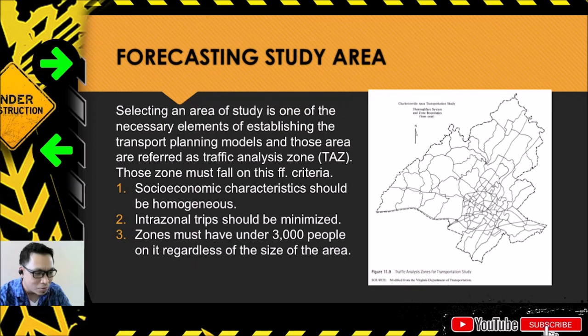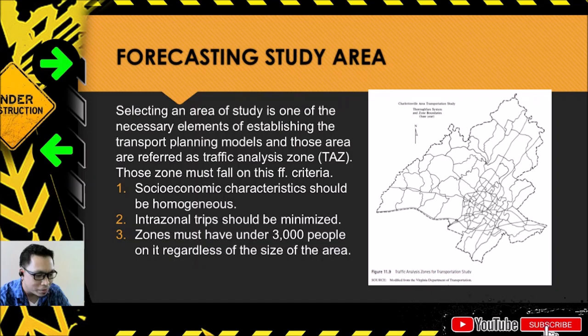Okay, next, selecting the forecasting study area. Selecting an area of study is one of the necessary elements of establishing the transport planning models, and those areas are referred to as the traffic analysis zone or the TAZ, no? So those zones must fall on the following criteria. So in order for you to create a forecasting study area, okay, for example, kining makita niyo dire sa image. So wala ta nagmatter sa area mismo sa yuta, no? So nagmatter ta sa following criteria.